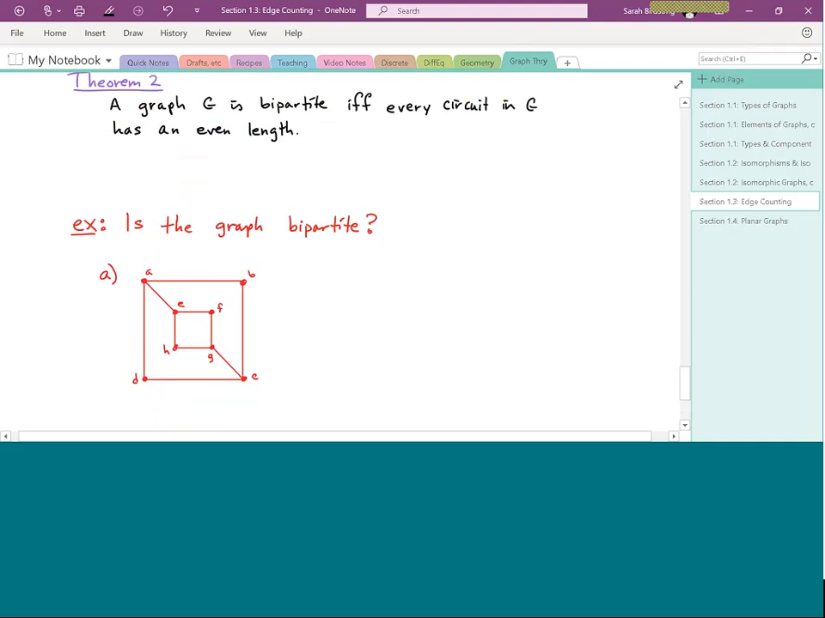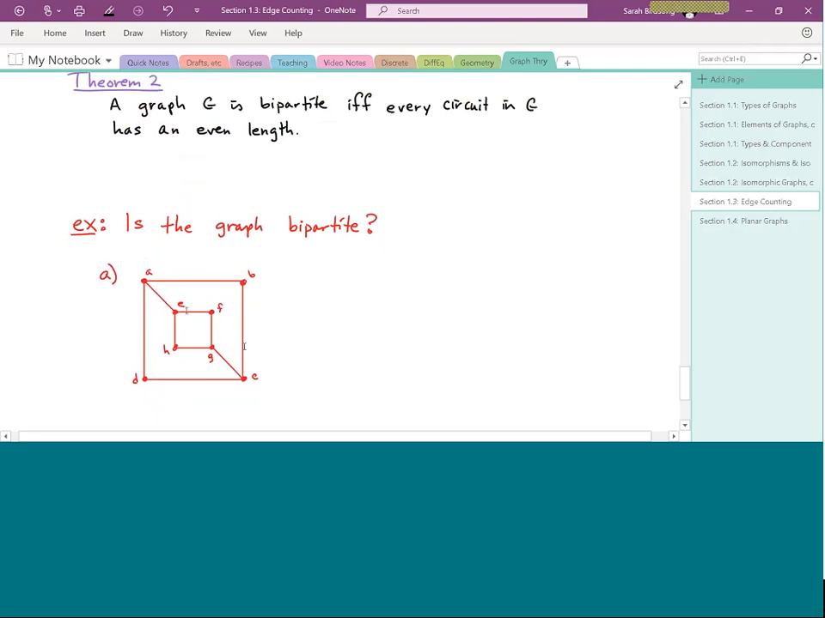So this one here, if we start looking at the different circuits in this graph, notice there's a bunch of different ones. If we started at E, we could go around the little square on the inside. Is that a circuit that has odd or even length? What do you guys think? Yeah, that would be even. Same deal if we picked any of the vertices on the outside, we could go all the way around the outside, and that would also have even length because we're looking at something that looks like a square.